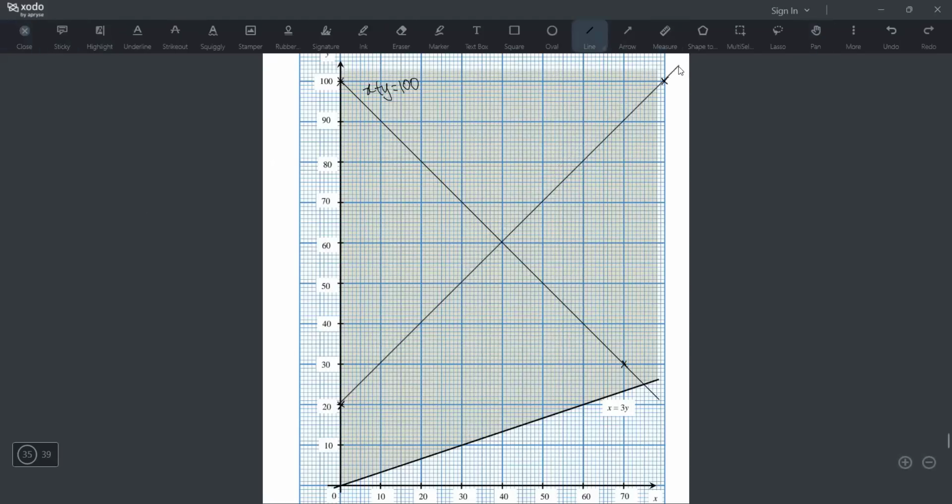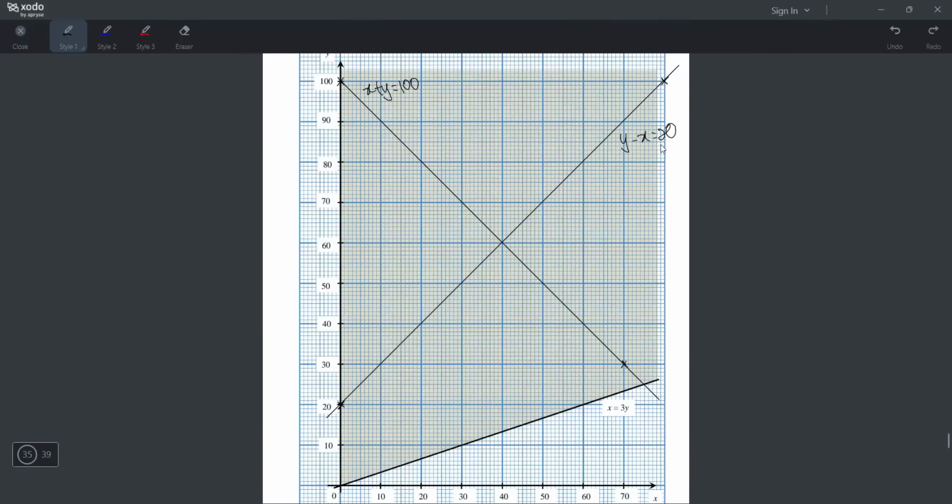Okay, sini tak cantik. So let me draw nicely. Okay, something like this lah. Okay, now it's time to write the equation. Y minus x equals 20. Okay, I'm done with the graph. Now it's time to shade the region.